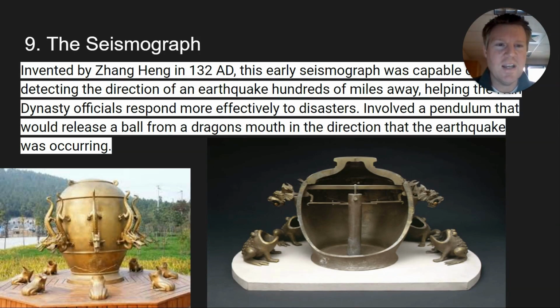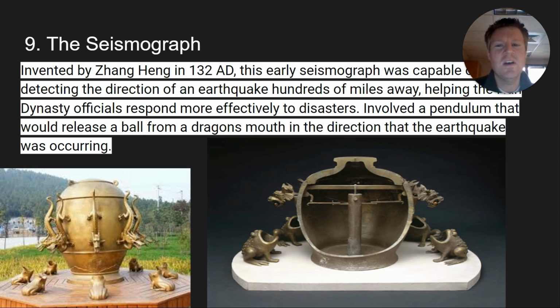And then number 9 of most important inventions is the seismograph. This was invented by Zhang Heng in 132 AD. This early invention, so for that time period, 132 AD, 1900 years ago, he was able to predict the direction from which earthquakes were coming. And his device is pretty interesting. It has a swinging pendulum in the middle that can go in different directions. And then based on where the earthquake originated from, the dragon mouth would drop a ball into the frog mouth from that direction.